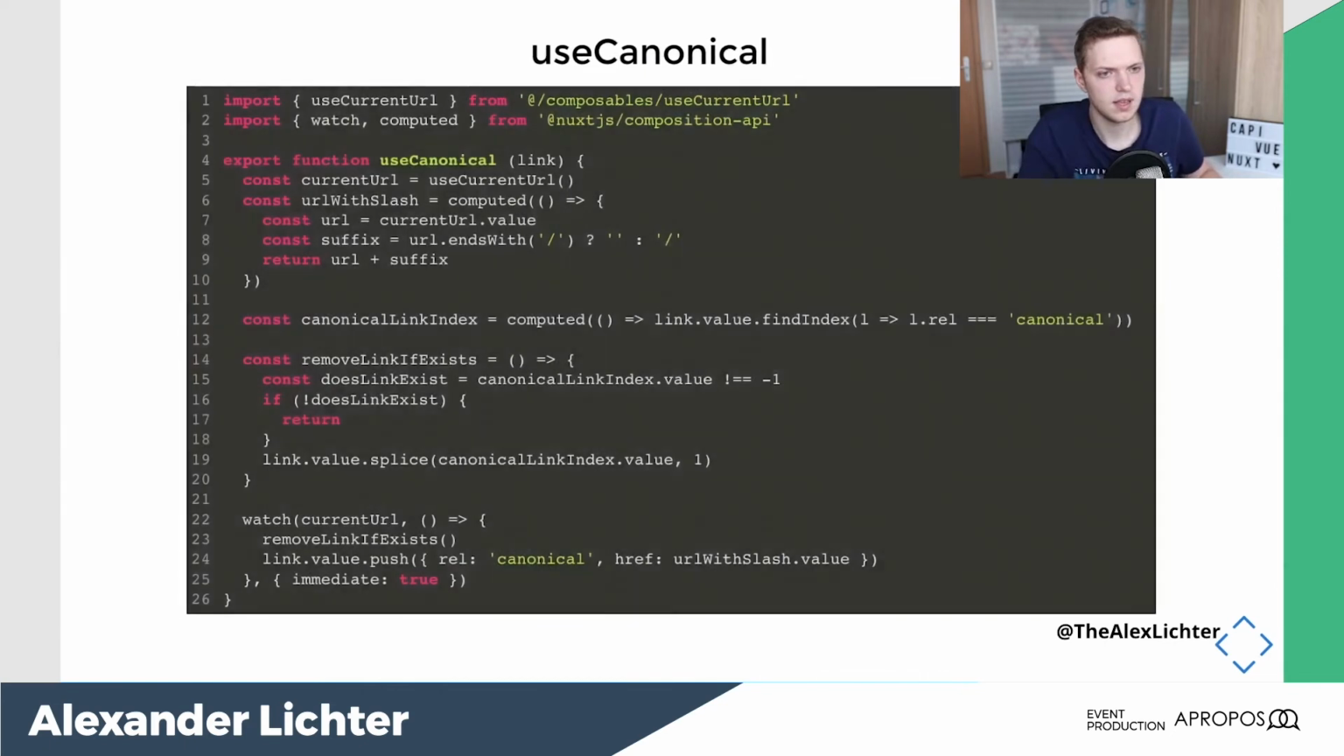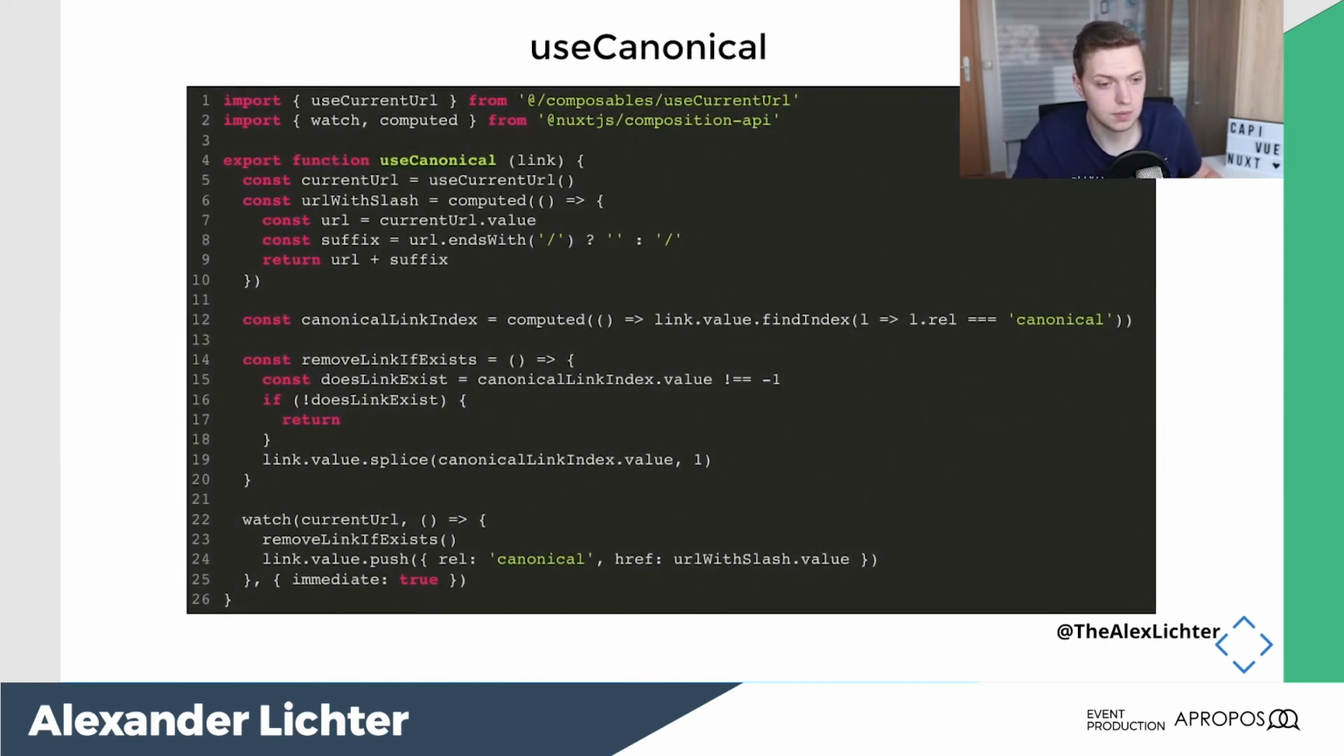Nice. Now this is a bit larger, but bear with me. useCanonical. Well, this is all JavaScript, right? At first it takes a link parameter, and this will be a ref, which will be important later. Then we get the current URL by using useCurrentURL. And then we have our first computed called urlWithSlash. So what is happening in here? Well, we get the value of the current URL, because useCurrentURL, again, as we've seen before, returns a computed.